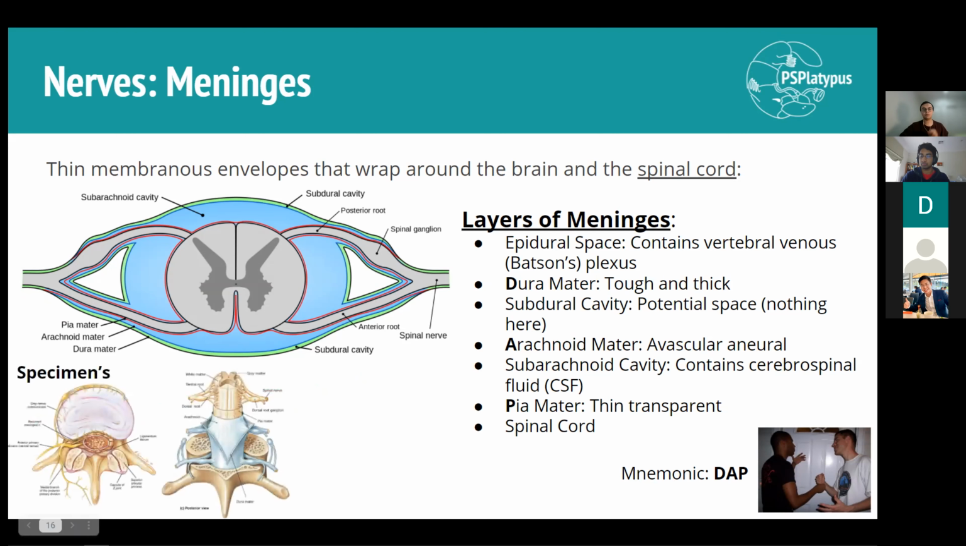And I've also made a couple of notes here for specimens, because I remember they asked some very small trivia points here. Like, a very important one to remember is: how do you tell what's anterior and posterior of the spinal cord?